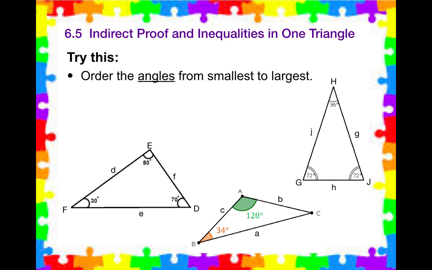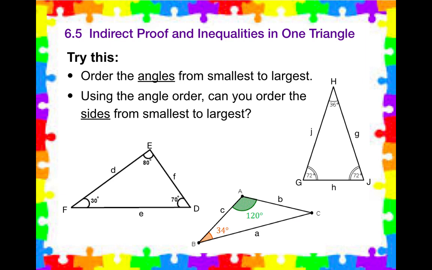So what we're going to do is order one of these triangles. If I look, I have from smallest, the smallest in this triangle is 30 degrees, then 70 degrees, and then finally 80 degrees. When you add these up, you should get 180 degrees. So if I order the angles from smallest to largest, can we order the sides from smallest to largest without knowing the actual size?